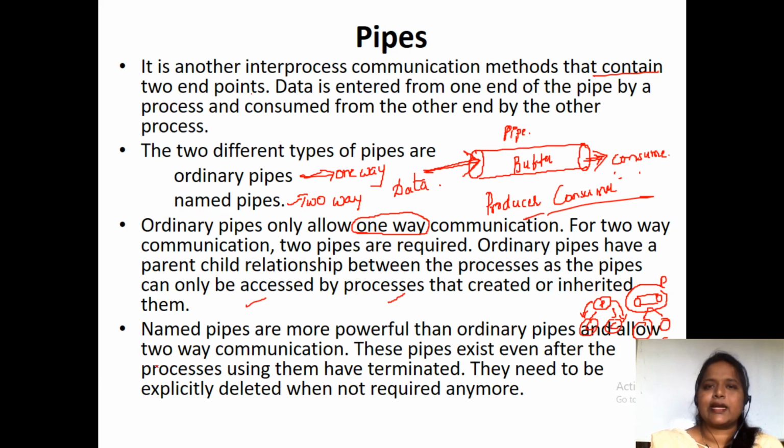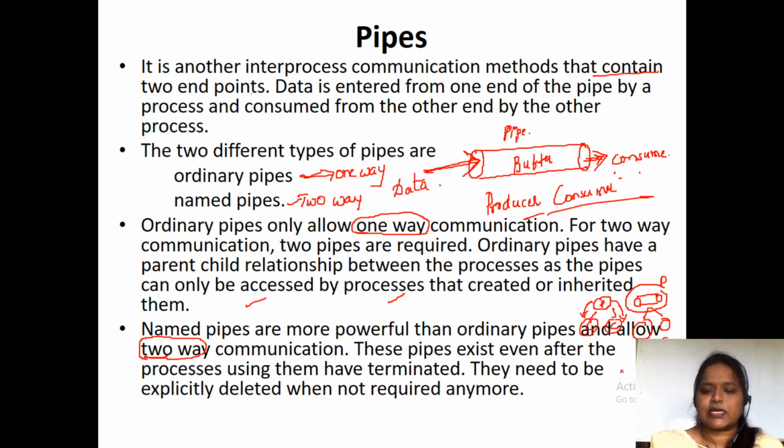The second one is named pipes. These are more powerful than the ordinary pipes. Why? Because named pipes allow two-way communication. So that is the advantage of named pipes over ordinary pipes. These pipes exist even after the processes using them have terminated. That is the main advantage.